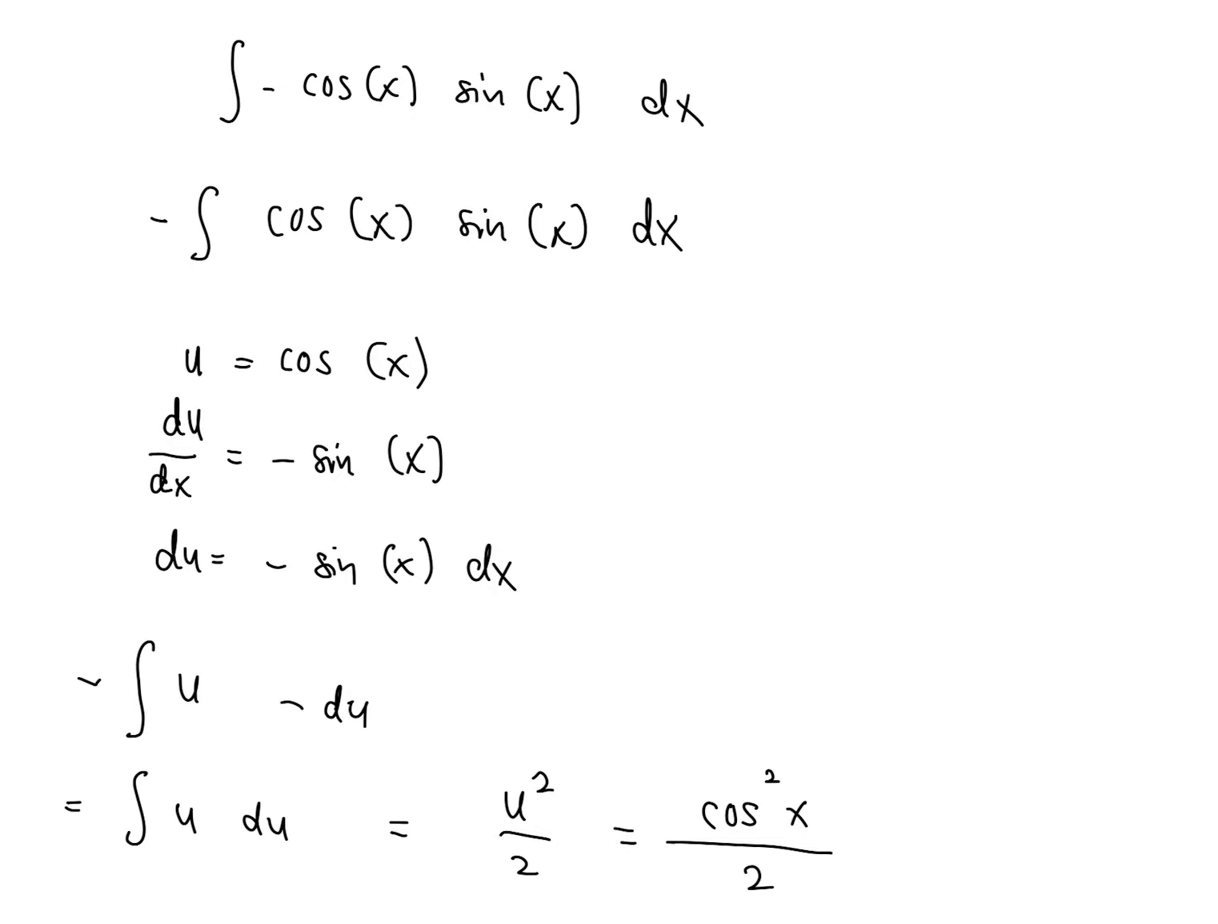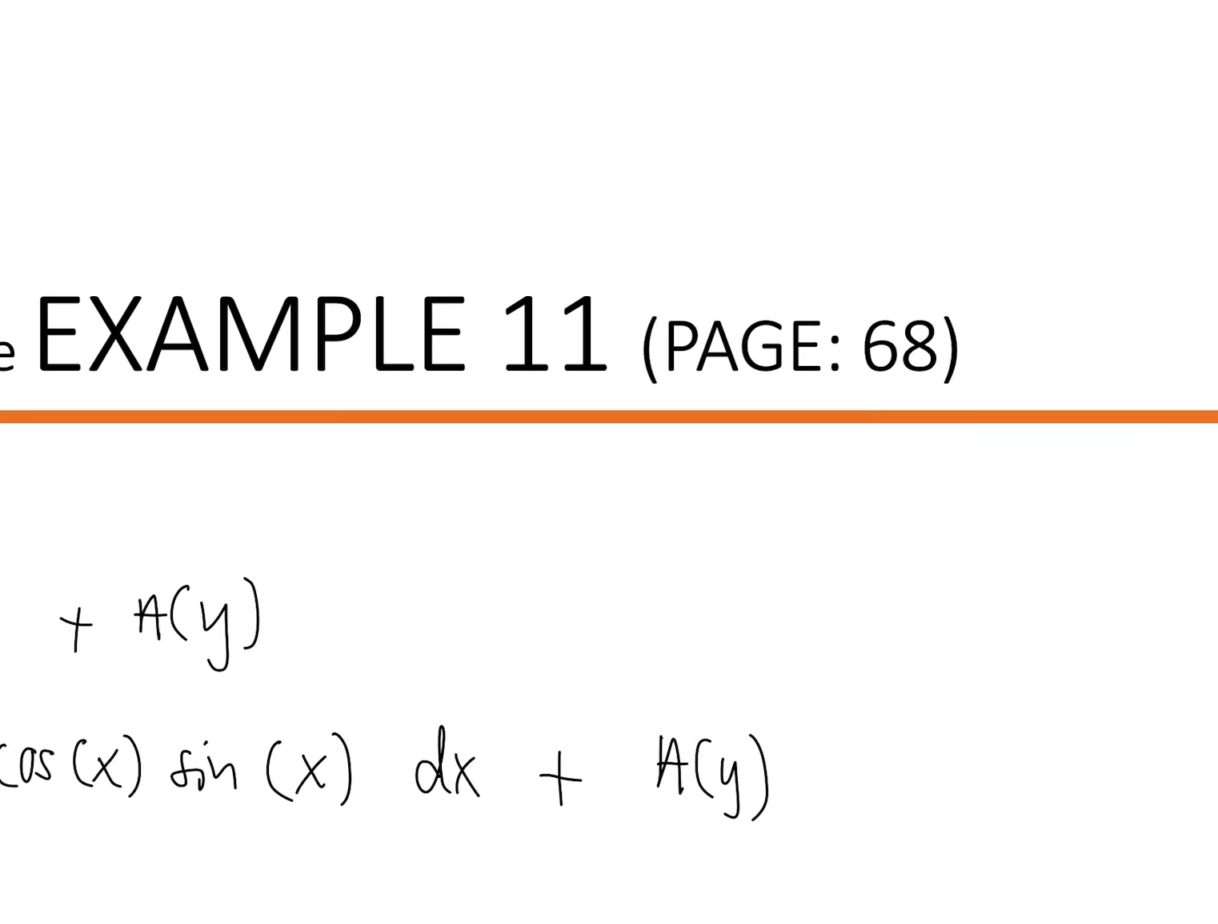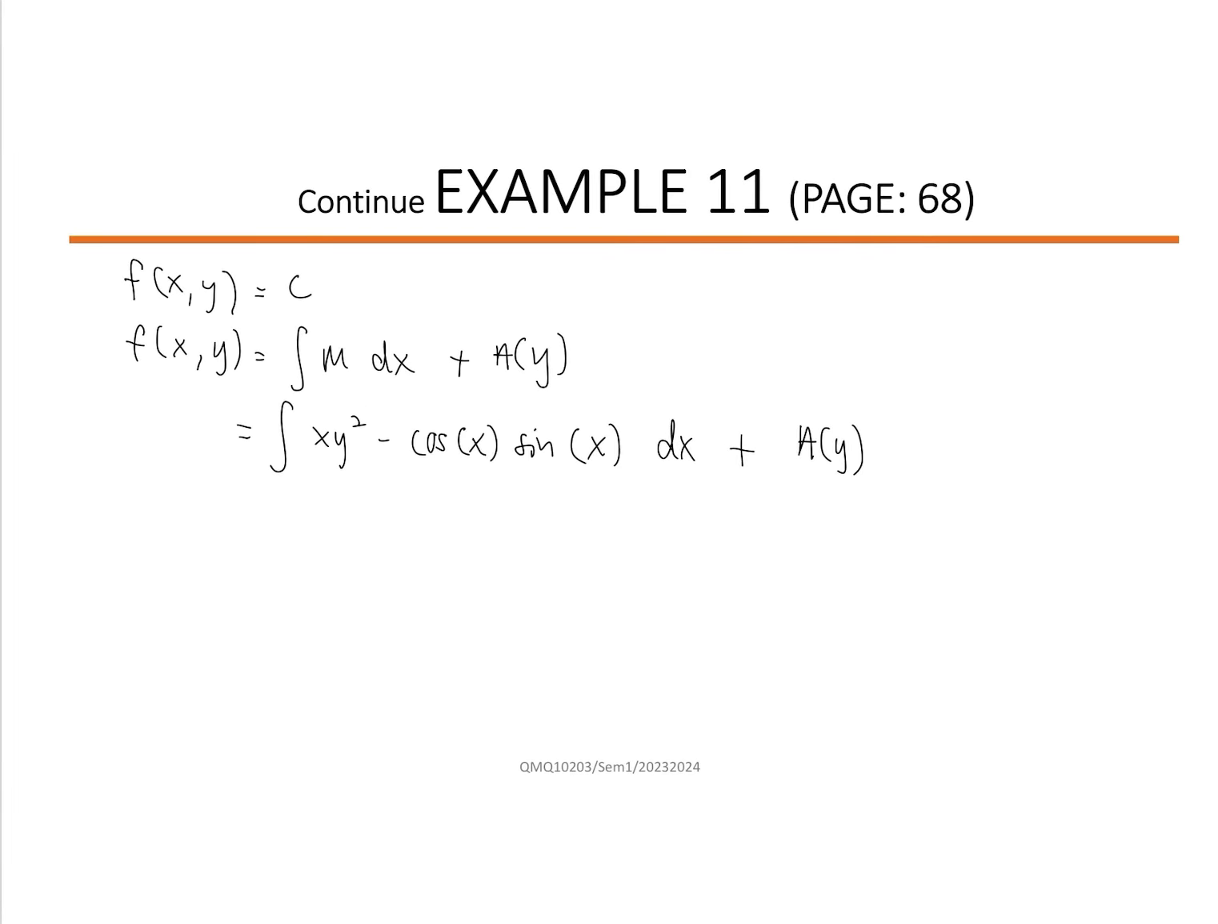Right, so I can use this solution in this one. The integration of x y squared with respect to x gives x squared y squared over 2, negative cos x sin x gives positive cos squared x over 2, and plus a of y. Alright, so this is our answer.